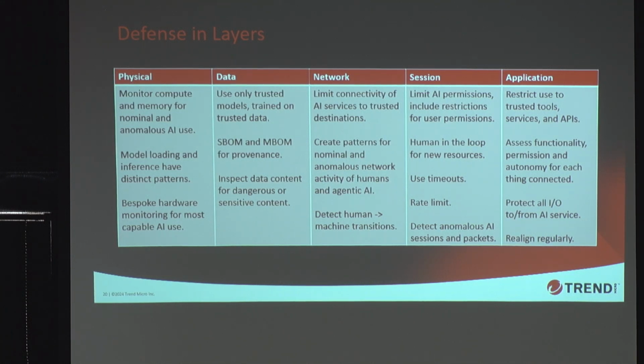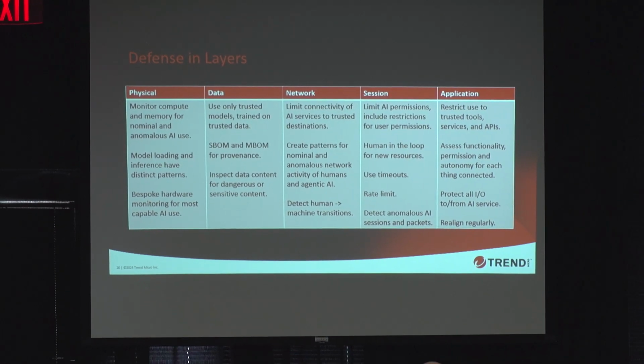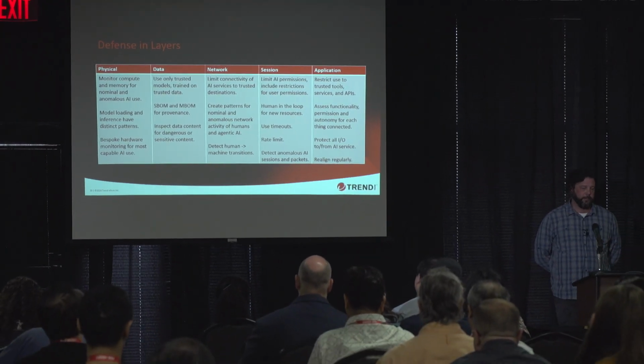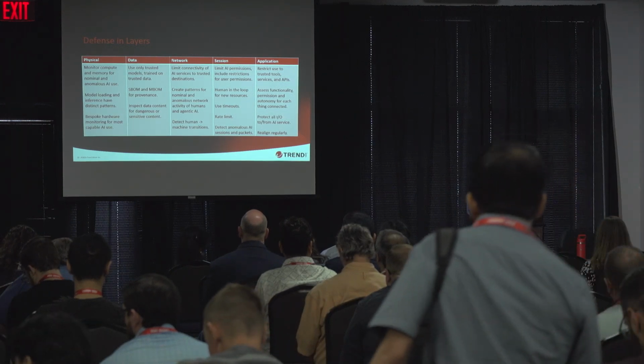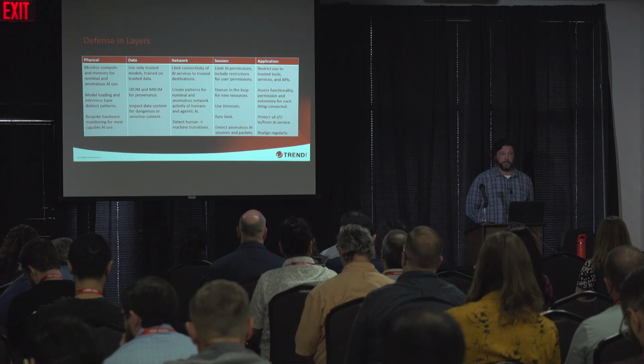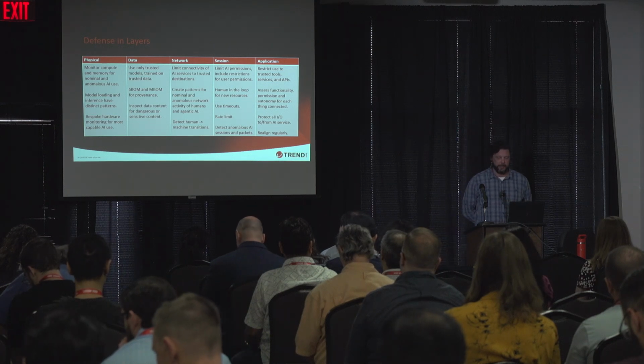And then finally, at the top layer, restrict the tools that your agentic AI system can use only to trusted tools. You need to assess the functionality, permissions, and autonomy for each of the things that you're connecting, whether it's connecting to more data. Is it going to allow too much functionality? Are you connecting it to data it shouldn't be connected to? With tools, are you allowing it to spin up new compute instances, right? You have to understand your own use cases to understand where the limits of functionality, permission, and autonomy need to be.